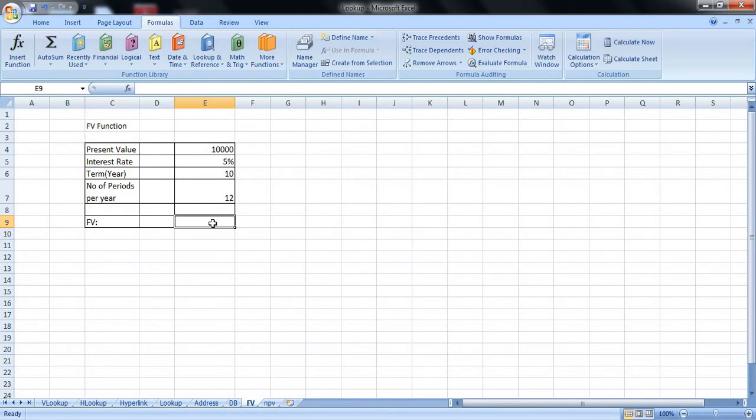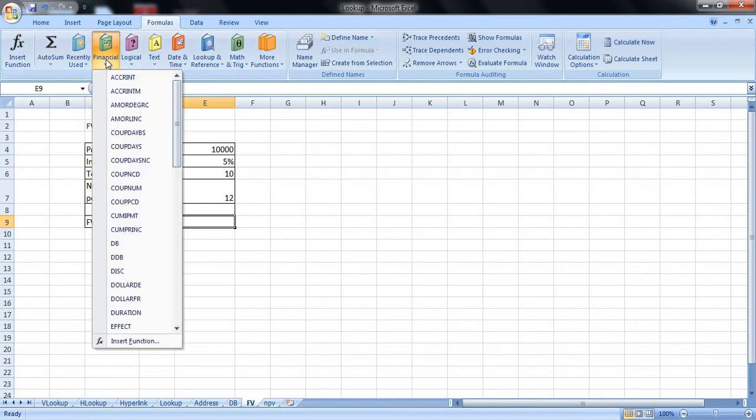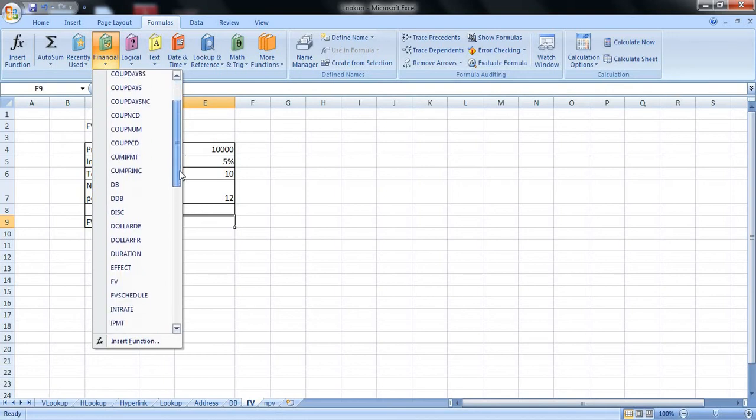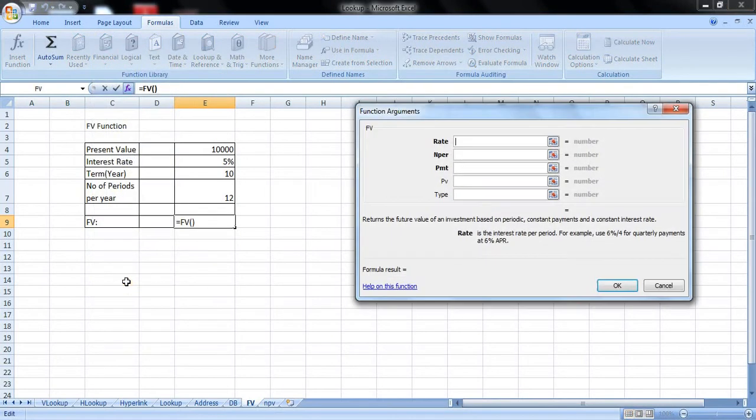So let me place my cursor at an empty cell. Go to the financial category, then select the function called FV. Let me scroll down and select the function called FV. Now as you can see here, we have 5 arguments. Not all of these arguments are compulsory or mandatory.